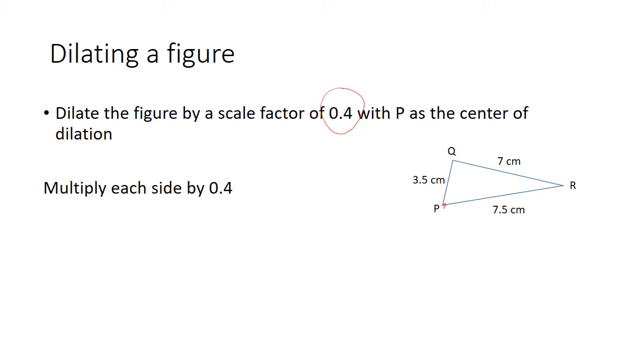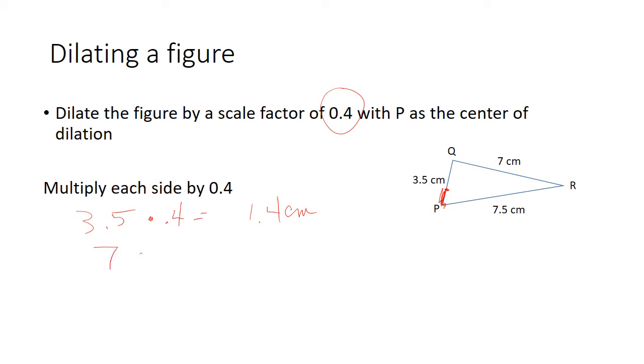We are going to take each side and multiply it by 0.4 to find out what our new side is supposed to be. So we would take our 3.5 centimeters and multiply that by 0.4. That gives us a side of 1.4 centimeters. I'm not actually going to measure it, but it would be right about there. So we would say that is 1.4.